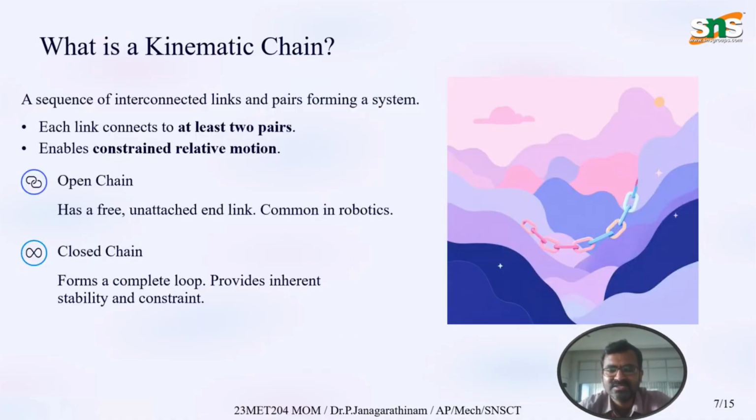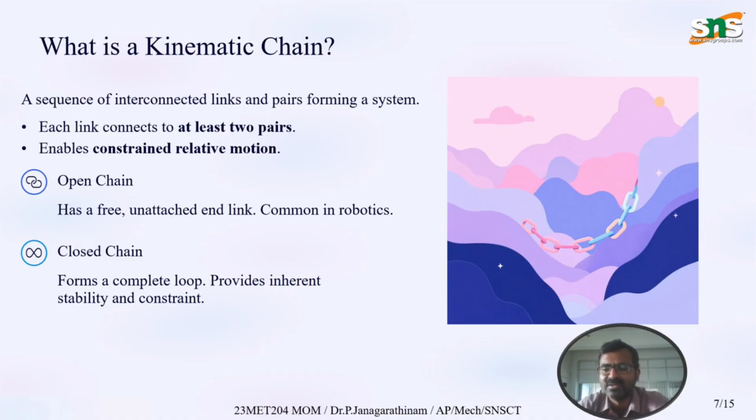So what is next? First, we discussed the links, types of links, and pairs. Next, we discuss kinematic chains. A sequence of interconnected links and pairs forming a system is known as a kinematic chain. Each link connects at least two pairs and enables constrained relative motion.